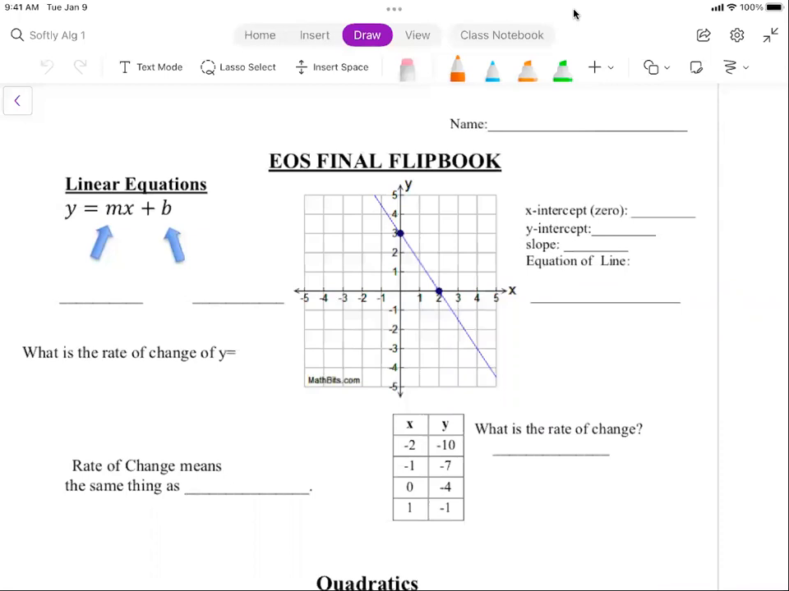All right, guys, here is one of your final things you have to do to end this semester. So I'm going to go over your end of semester final flipbook, and we're going to start with linear equations. It's going to be a lot of slopes, so make sure you're paying attention.